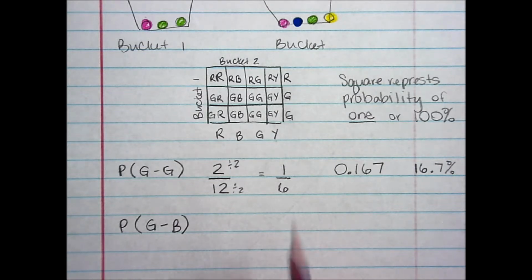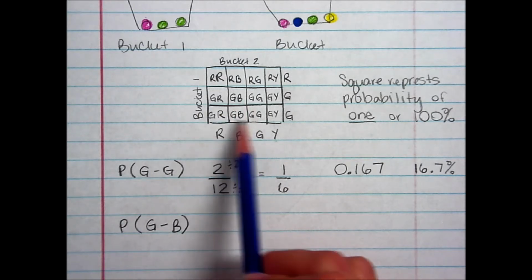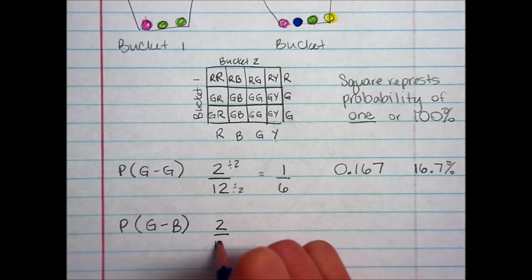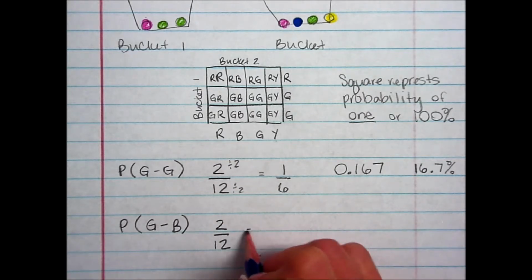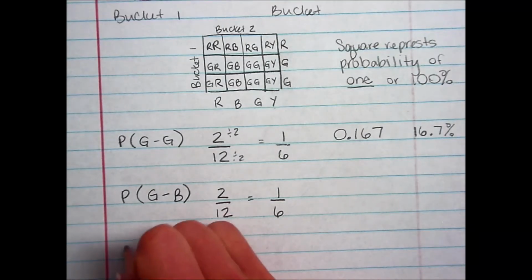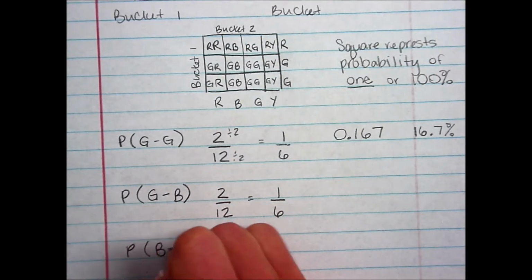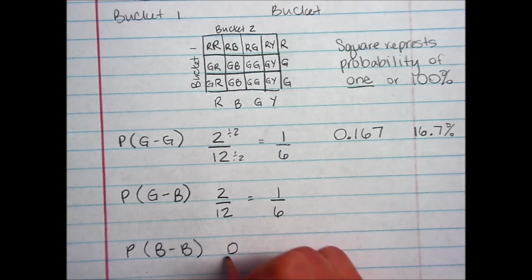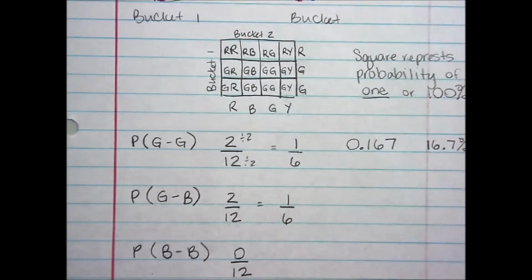All right, again, I see 2 in my outcome of green then blue. 2 out of 12, which reduces down to 1 out of 6. What's the probability of having a blue and then a blue? 0 chance. 0 out of 12.